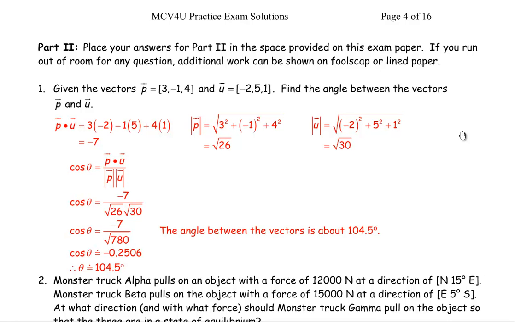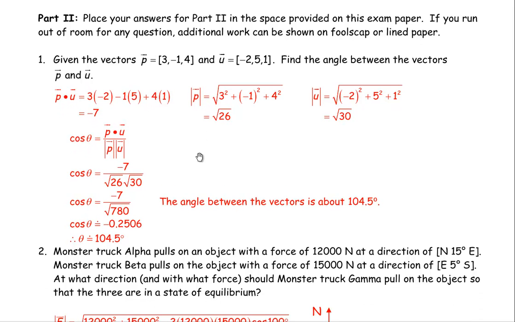And this is the second part in this practice exam solutions for the Calculus and Vectors course. So I just finished the first part, so if you want to look at the detailed solutions for the multiple choice, that's also available.